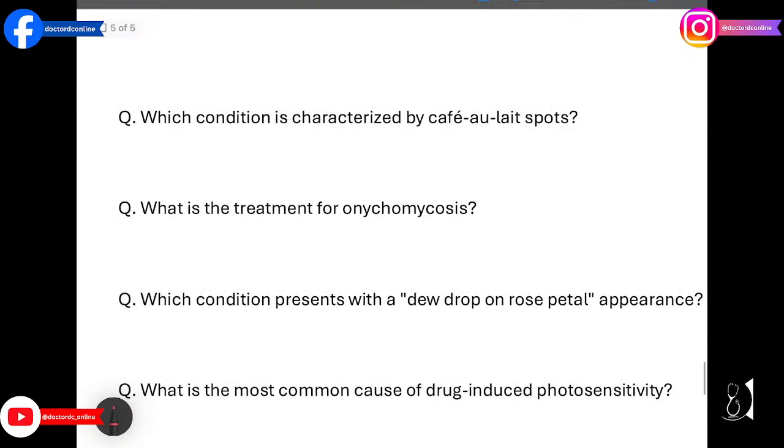What is the treatment for onychomycosis? Oral terbinafine. This antifungal targets fungal nail infections effectively.